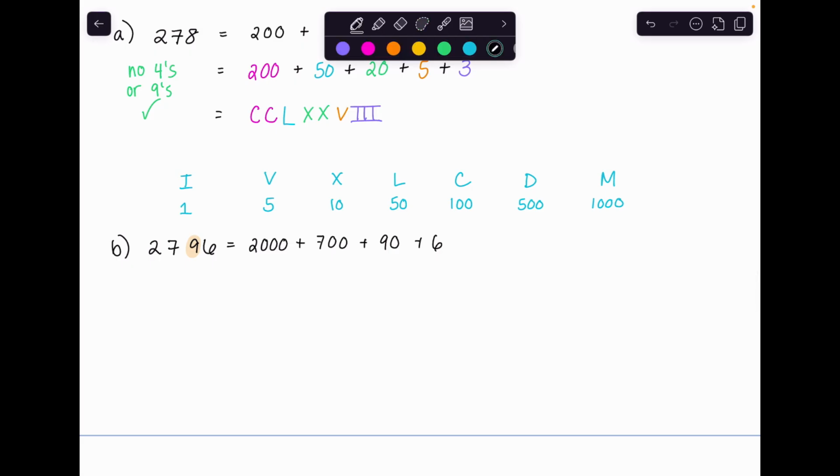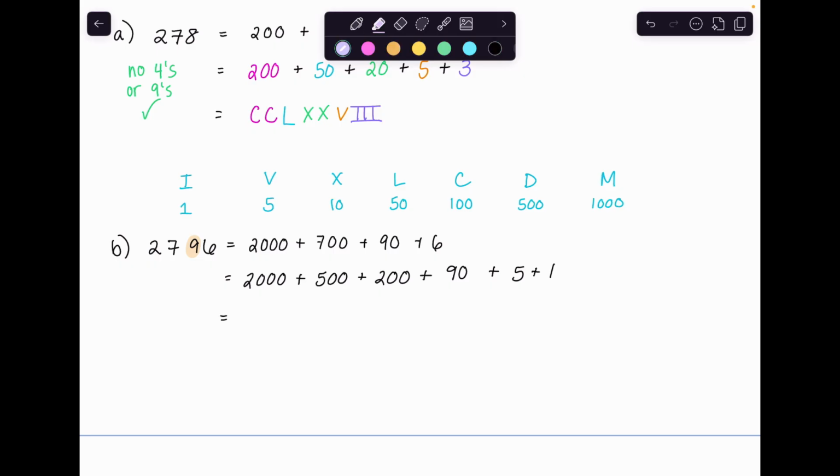Now again, each of these I want to break down further because 700 I can write in terms of 500. So that's 2,000, and that breaks down to 500, and that leaves me with 200 left. Okay. Then we've got the 90, and 9 is special. I do not need to break that down as 50 and 40, but I do need to break down the 6 as a 5 and a 1.